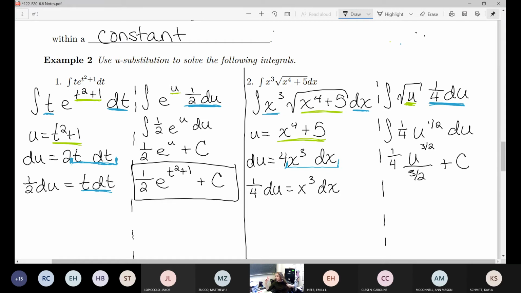Remember that dividing by a fraction is the same as multiplying by its reciprocal, which is just that fraction flipped over. So we have 1/4 times 2/3 u to the 3/2 plus c. You can multiply those two fractions together to get 2/12, which reduces to 1/6. And then I'm kind of running out of space, so I'll just replace at the same time. Replace the u with what it once was.